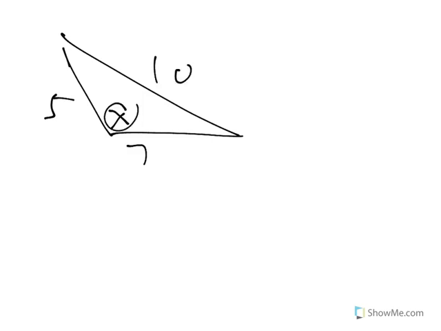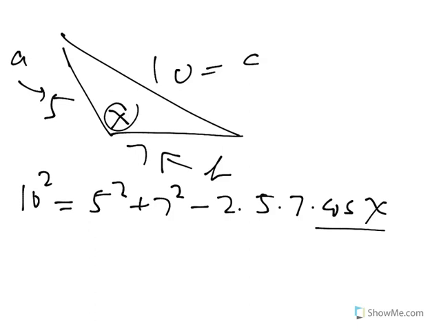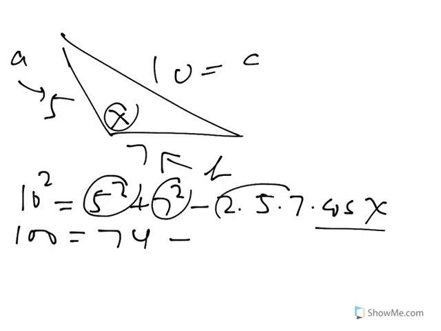There's one more thing you can do with the law of cosines. If all three sides of a triangle are known, and you want to know the measure of an angle, you can do that. This becomes the c, and it doesn't matter which one is a and b. So c squared equals a squared plus b squared minus 2 times a times b times cosine x. So that cosine x we're going to solve for eventually. Here, 100 equals 25 plus 49, that adds up to 74. And to simplify this, it becomes minus 70.